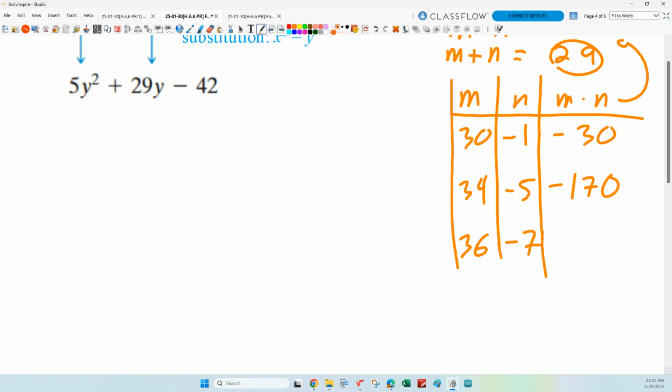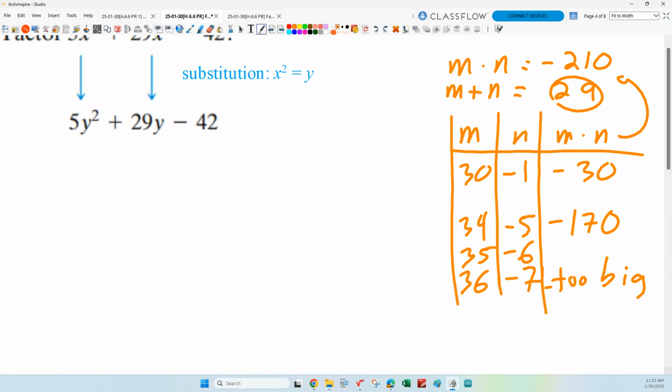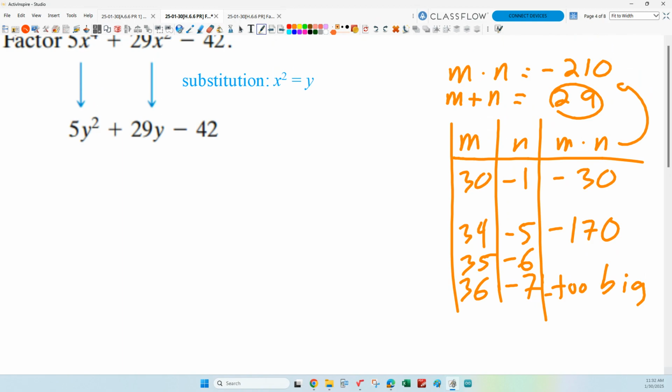Oh, that looks too big, doesn't it? Everybody agree? It's a negative too big a number. So what's my only possibility? 35. 35 and negative 6. What's that give us? It's 35 times negative 6. Oh yeah, negative 210, isn't it? Okay, that's our winner.